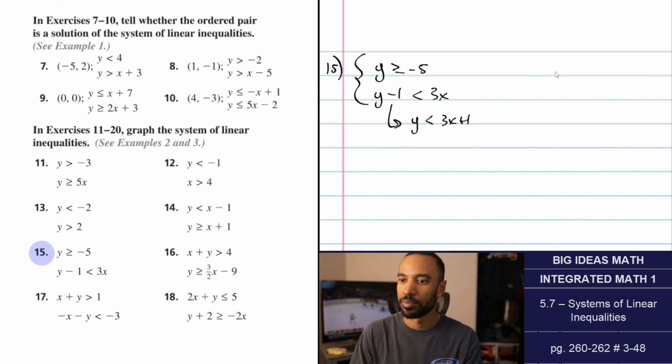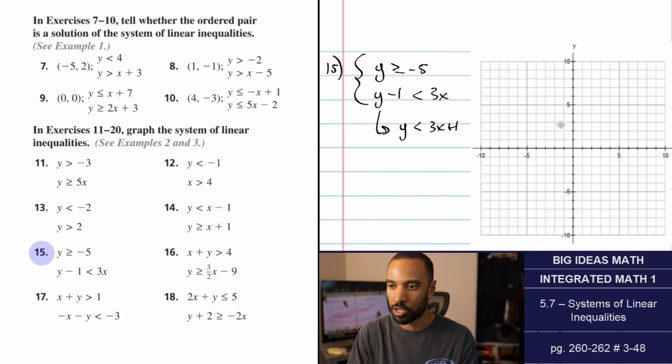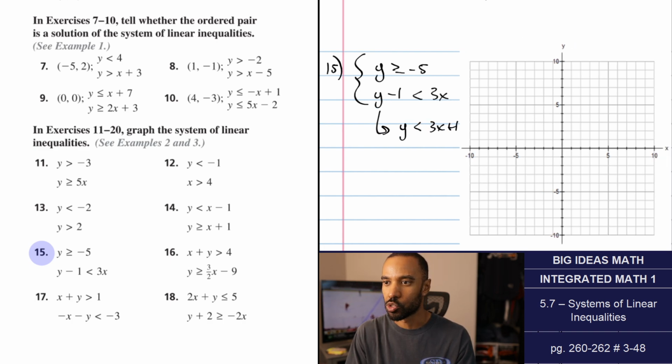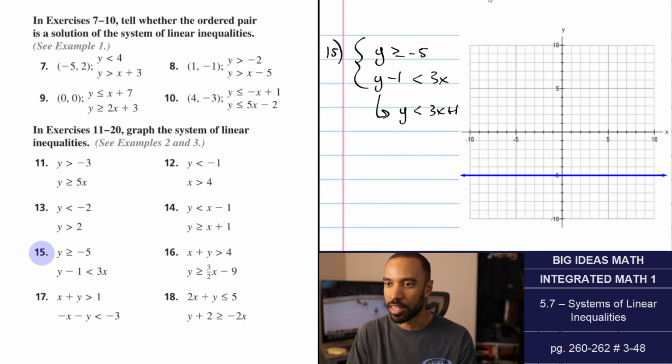This one isn't unique in any way other than we had to rewrite that y bit. But this one here, y greater than or equal to negative 5, is a solid horizontal line at negative 5 for y, and then shaded above.